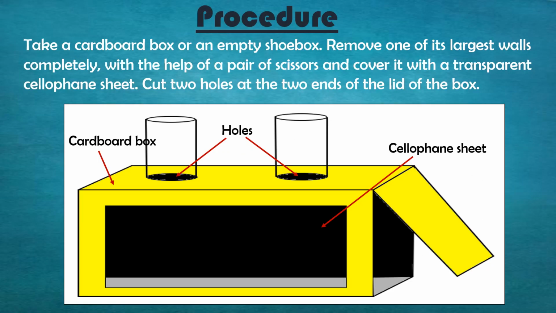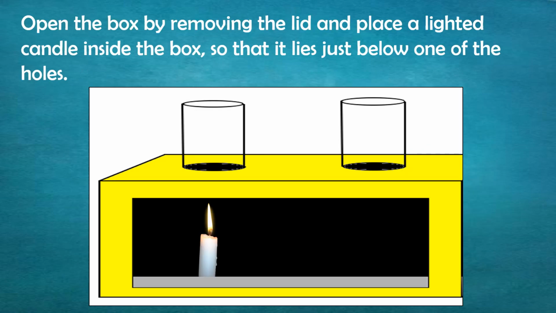Take a cardboard box or an empty shoebox. Remove one of its largest walls completely with the help of a pair of scissors and cover it with a transparent cellophane sheet. Cut 2 holes at the 2 ends of the lid of the box as shown in the diagram below. Open the box by removing the lid and place a lighted candle inside the box, so that it lies just below one of the holes.